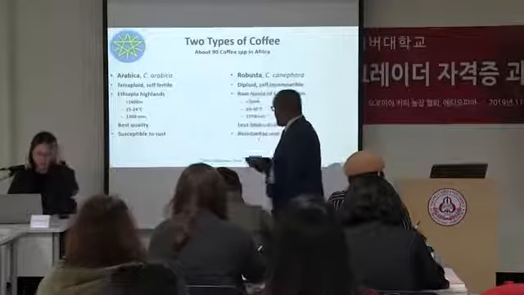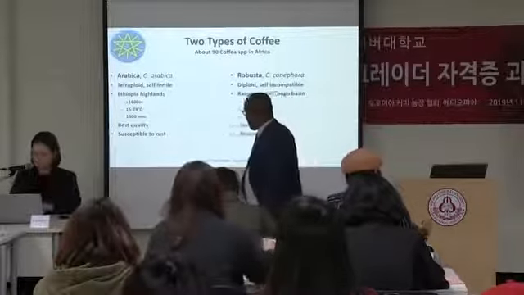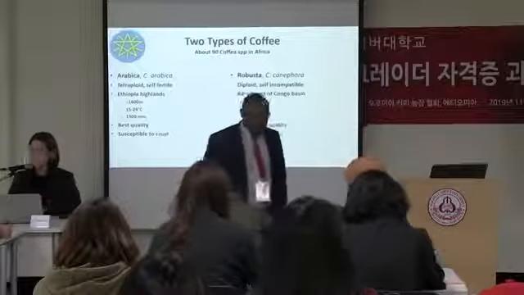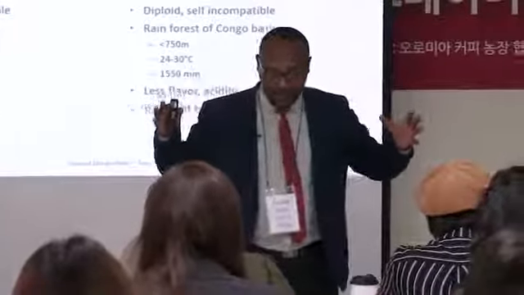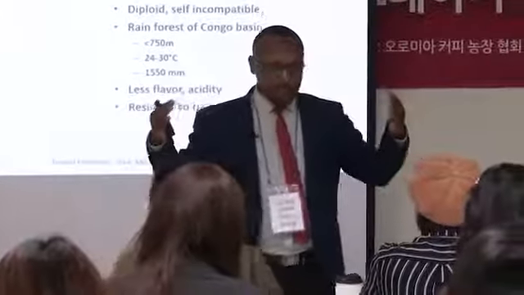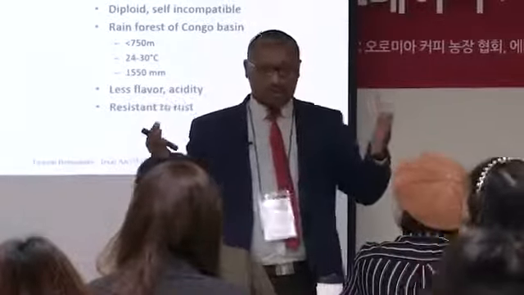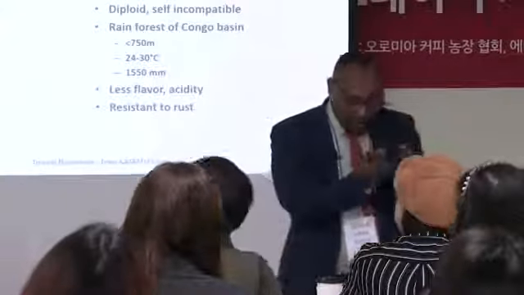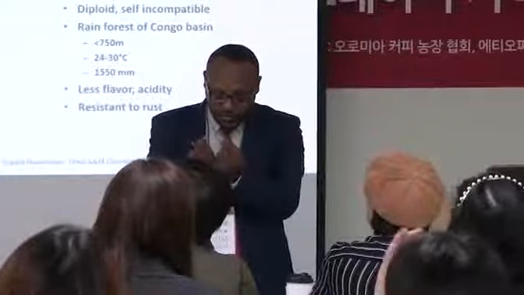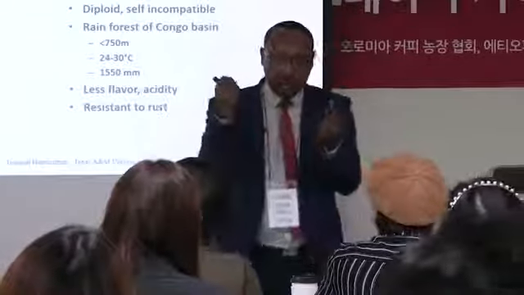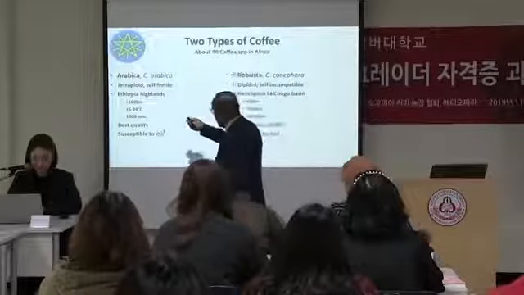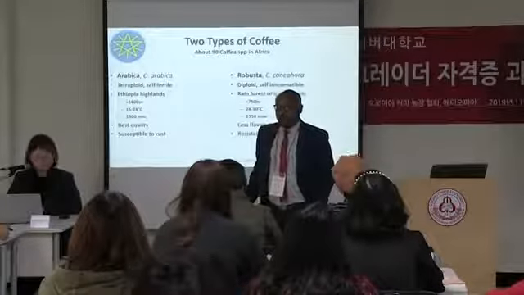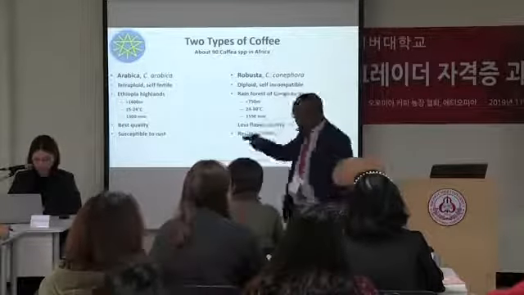So when we see the coffee Arabica, it is self-fertile. When we see the nature of the coffee, it is self-fertile. That means there is transfer of pollen from the male flower to the female flower. So this is self-fertile. It is common in the highlands of Ethiopia.